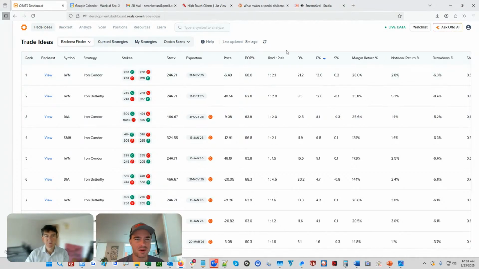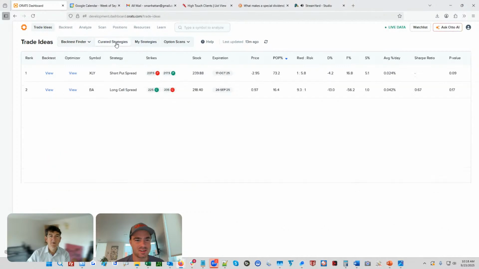What about the curated and the my strategies? What do those do? Those use our new optimizer. Do you want to talk about that? Sure. So the curated strategies are strategies that we've gone through and tried to find the best ones that we want to put out there, right? So the way that we put a curated strategy together is we find a good backtest to start out with, but then we go to the optimizer.